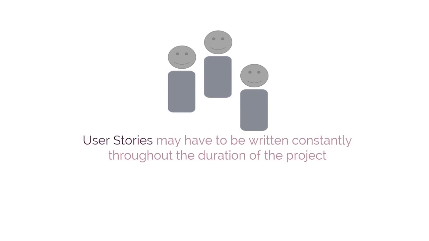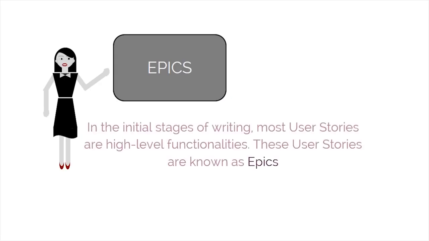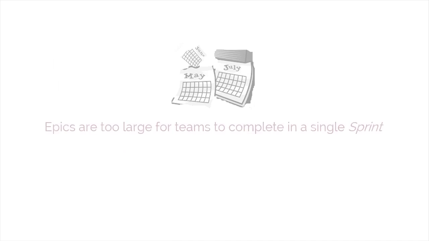Well, user stories may have to be written constantly throughout the duration of the project. In the initial stages of writing, most user stories are high-level functionalities. These user stories are known as epics. Epics are usually too large for teams to complete in a single sprint. Therefore, they're broken down into smaller user stories.